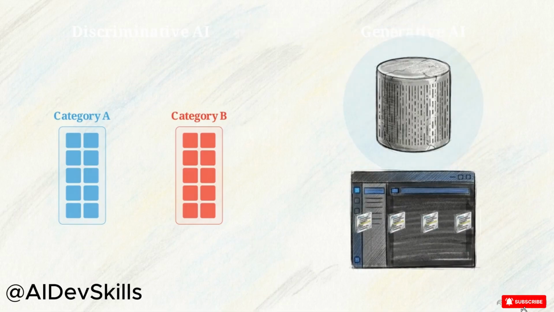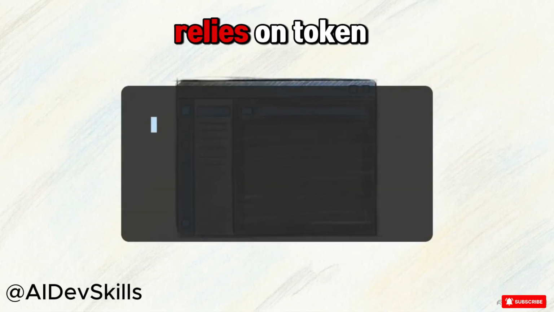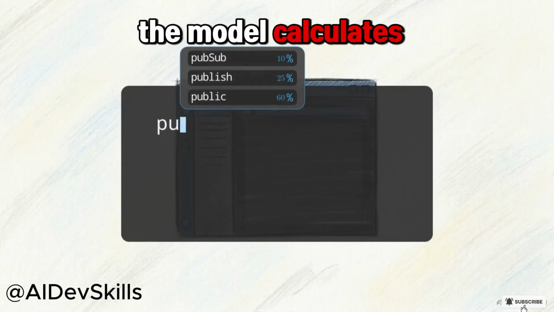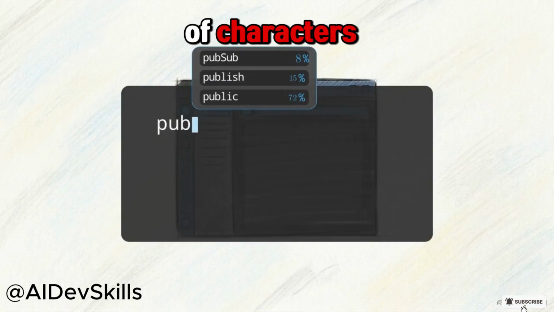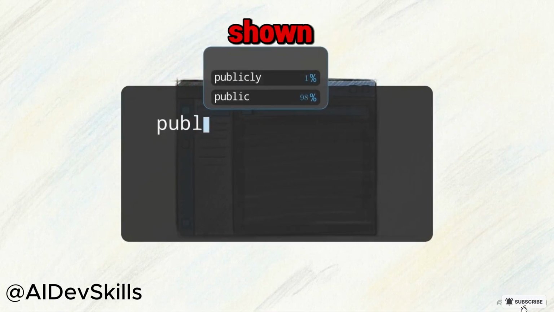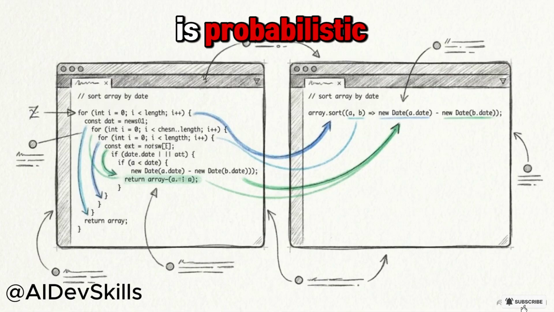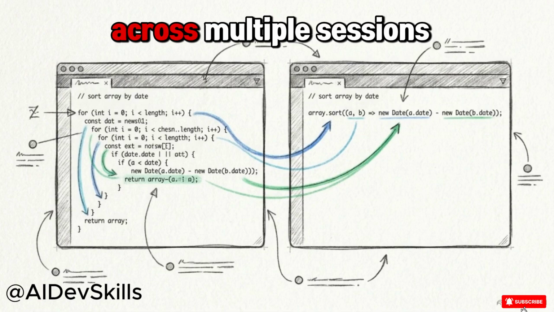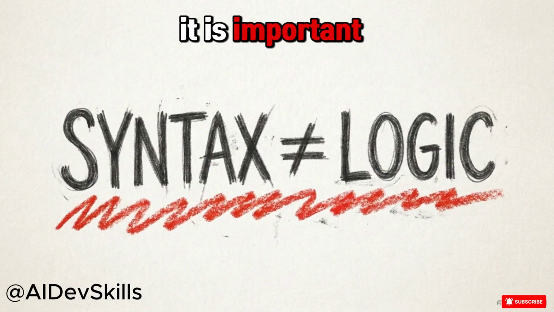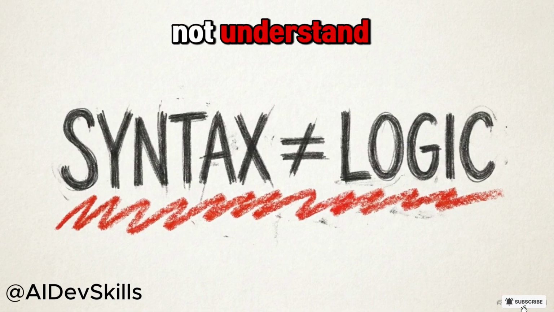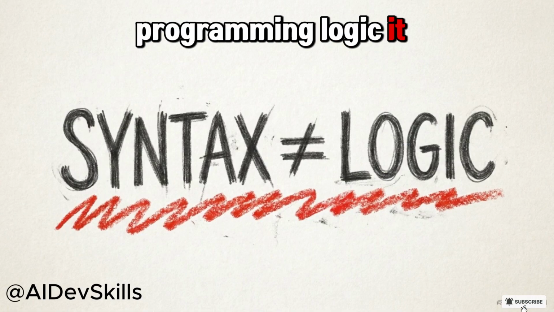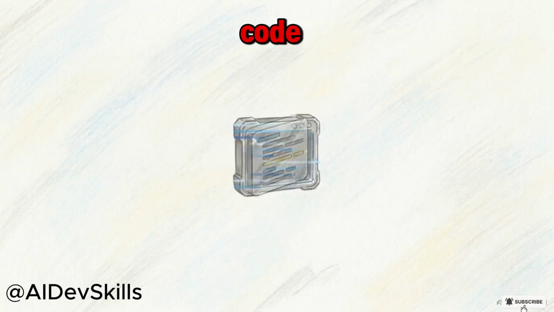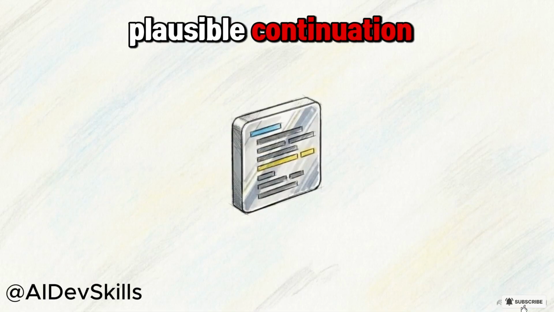training corpus. The underlying architecture relies on token prediction. For every character typed, the model calculates the likelihood of the next sequence of characters based on the context it is shown. Because the output is probabilistic, the model can generate different results for the exact same prompt across multiple sessions. It is important to remember that the model does not understand programming logic. It is generalizing statistical patterns from billions of lines of public code to predict a plausible continuation.